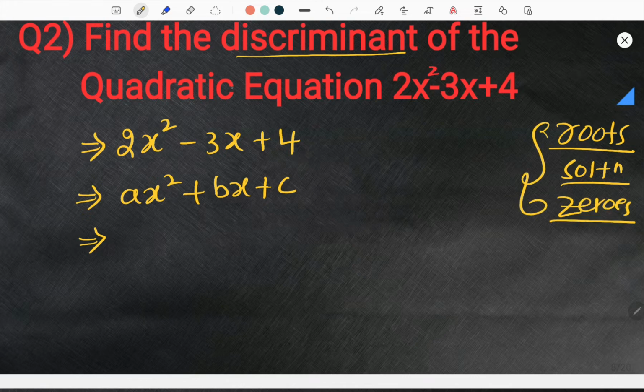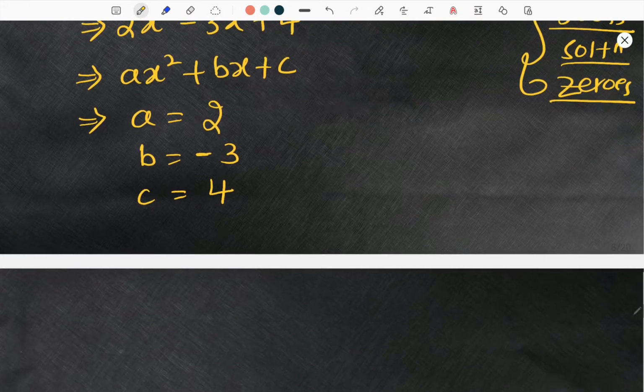All right, now here they're asking only discriminant. Just compare and find out the values of a, b and c. What is a? 2. Look here, x square is there, a means 2, and x is there, b means minus 3. Very important, b is minus 3. And how about c? c is 4. Alright, so we got these values.